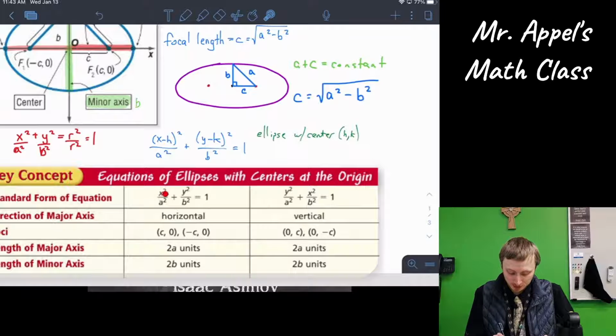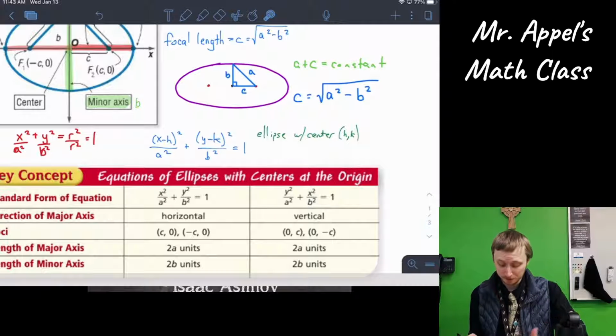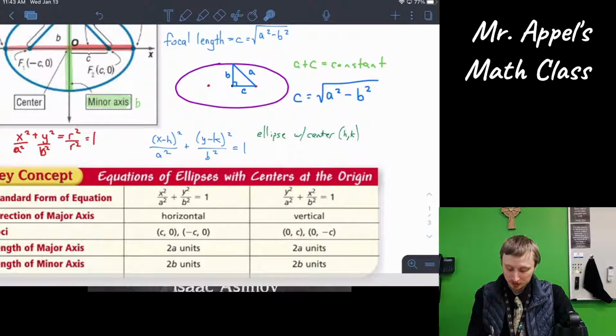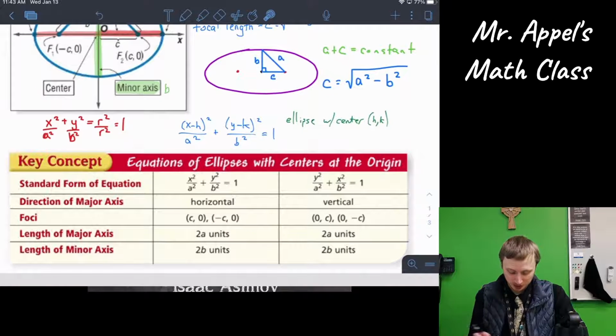You can find the center, of course, will be h comma k straight out of the equation. If you don't see an h or a k, they are zeros. So then take your focal length, add that onto your center to get the actual location of the foci, right? Add and subtract in the same direction as your major axis, right? Any questions so far?